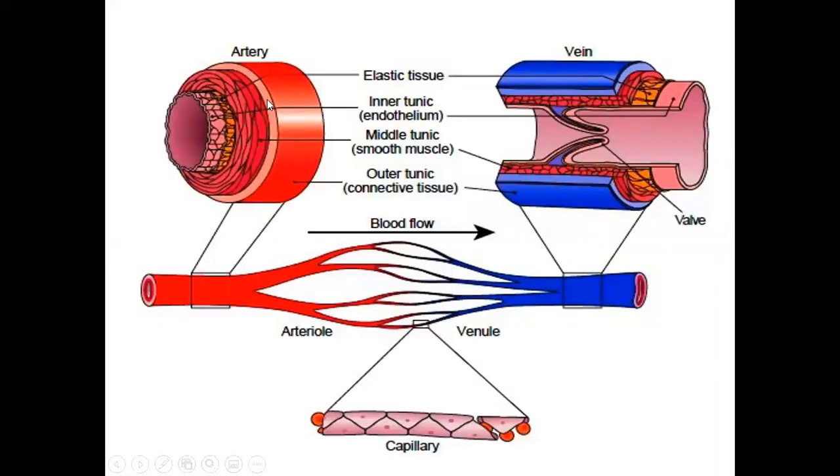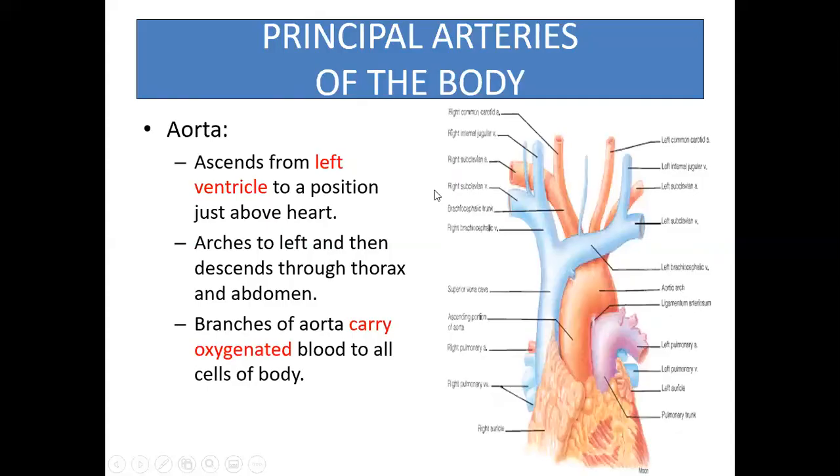You can see here, this is the artery, this is the vein. Whenever you cut the vein like this, you can see inside the lumen we have the valve. But in the artery we don't have the valve. Now we're going to discuss the principal arteries that we have in the body. Later we're going to discuss the veins. We're going to proceed with the largest artery first, which is the aorta.